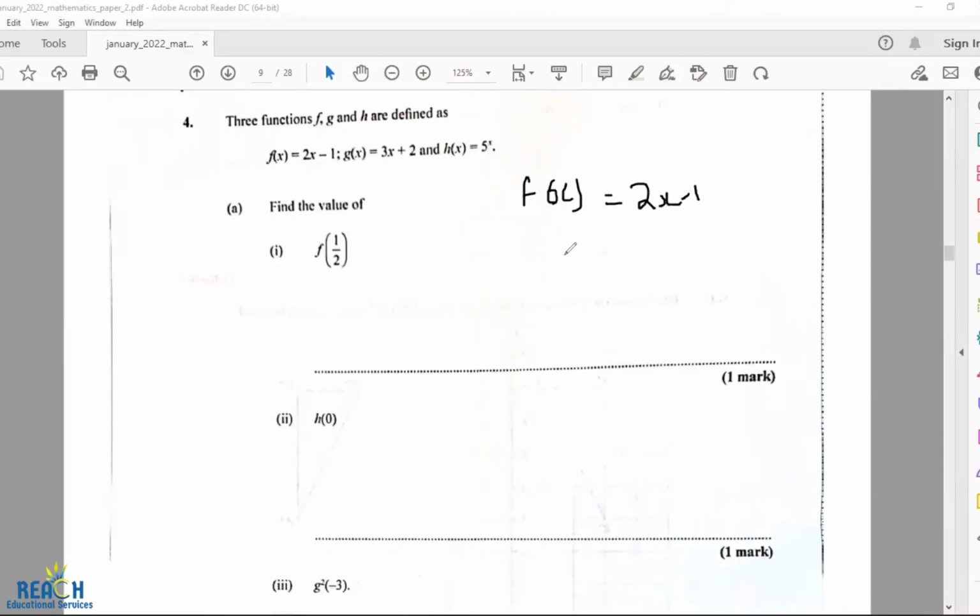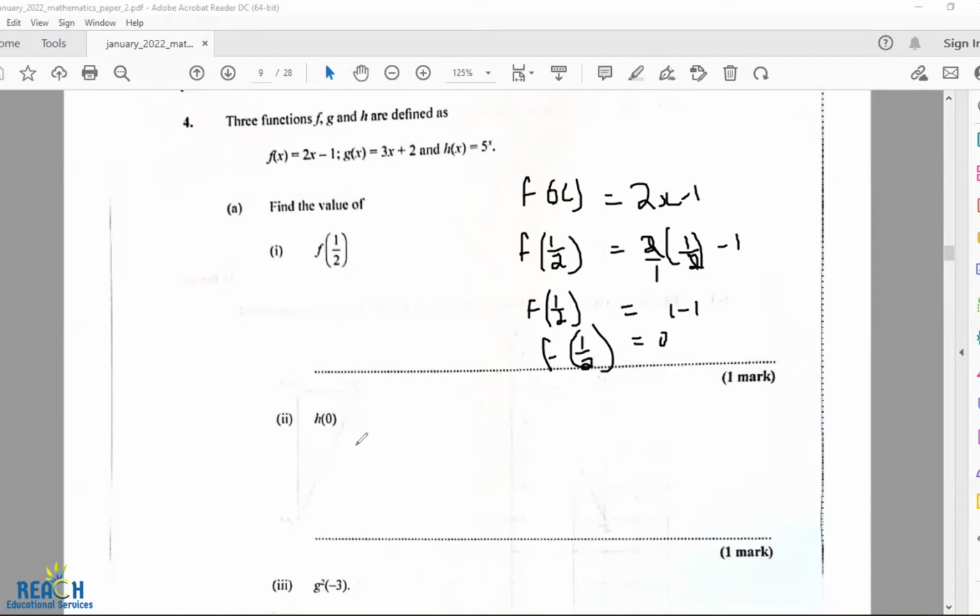So we have this function f of x is equal to 2x minus 1. So the first question says f of a half. So anywhere I see x in that function, I'm going to write a half. So 2 is the same thing as 2 over 1, simplifying, I'm going to get 1 minus 1, which is 0. So f of a half is equal to 0.